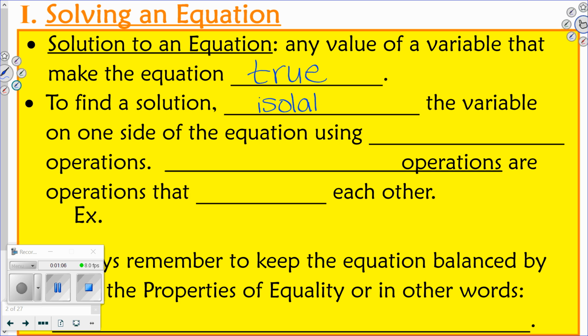You will isolate the variable on one side of the equation using blank operations. The mathematical term for opposite starts with an I. Inverse. You know your vocab. So using inverse operations. Inverse operations are operations that blank each other. They cancel. Good. They will cancel each other out.